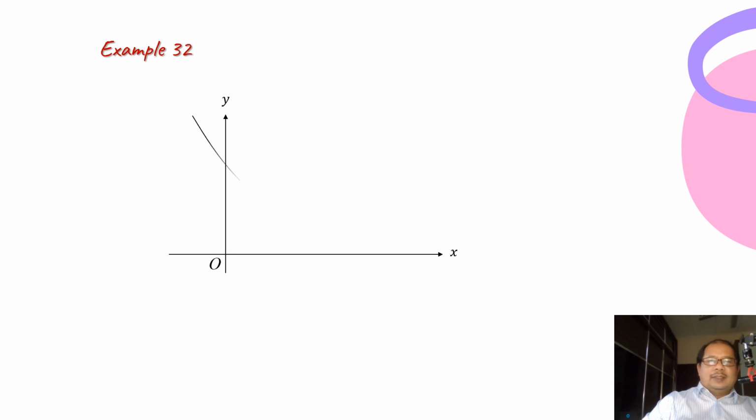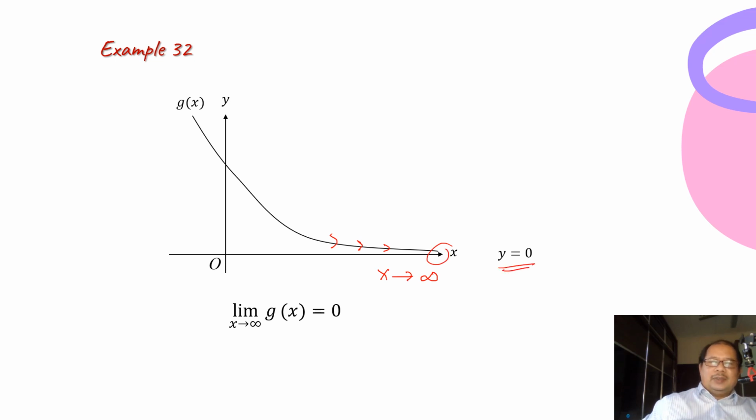Okay, next example. Okay, g(x), when x goes to infinity, x pergi ke infinity. Nilai x makin pergi ke infinity, nilai y kalau kita tengok dia menurun sehinggalah dia menghampiri garis y equal to 0. So, y equal to 0 itu disebut sebagai horizontal asymptote.